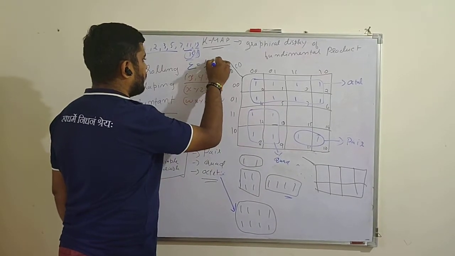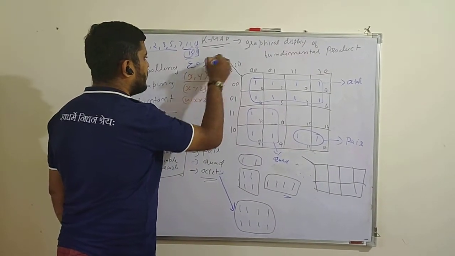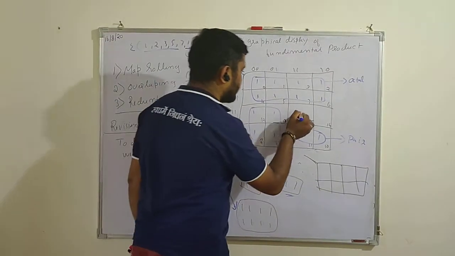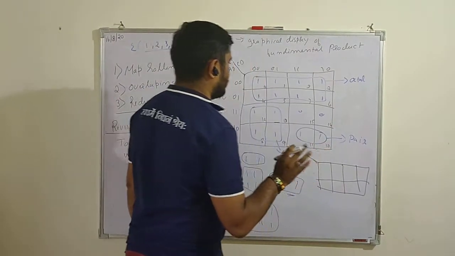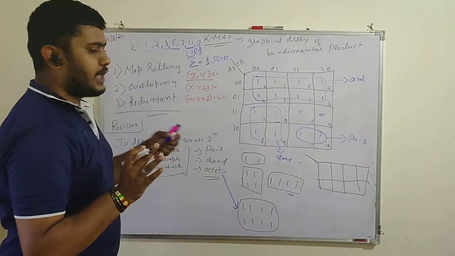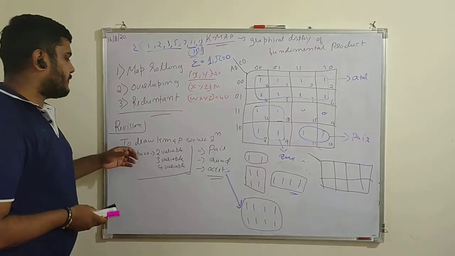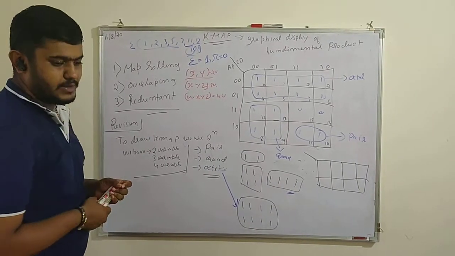If you are working for POS, it will be in a pi, then output will be 0. So after filling that, you should always fill the remaining blanks with zeros. Then you should start working for K-map. So this is the revised concept which we did in the previous classes.